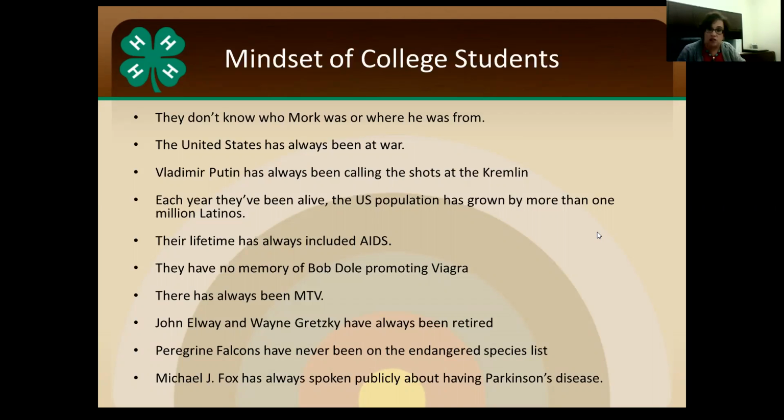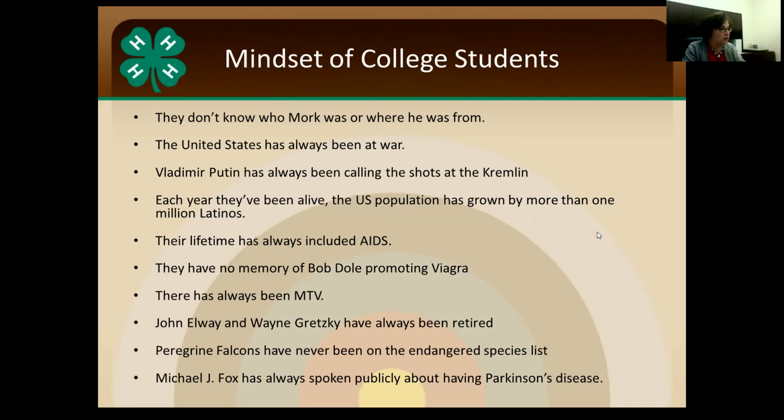Their lifetime has always included AIDS. They have no memory of Bob Dole promoting Viagra. I think many of us on here remember those commercials and are still sometimes traumatized by them. There's always been MTV. John Elway and Wayne Gretzky have always been retired. And again, that just kills me. They've always been owners of a franchise. John Elway is a partial owner in the Broncos now and is the manager of the Broncos. And Wayne Gretzky, I believe, owns one of the hockey teams.